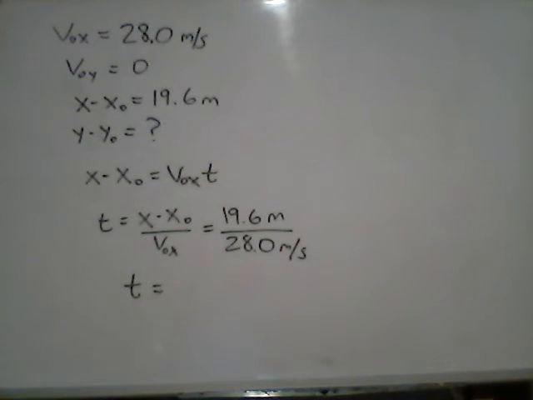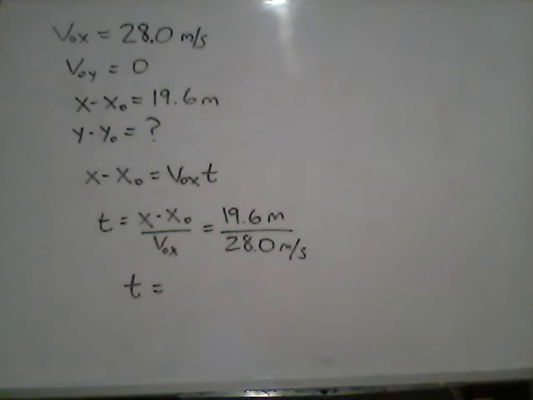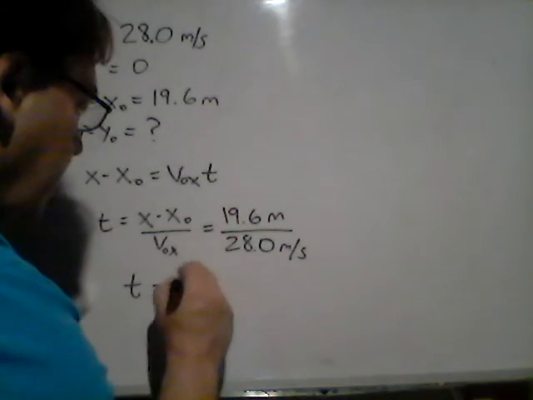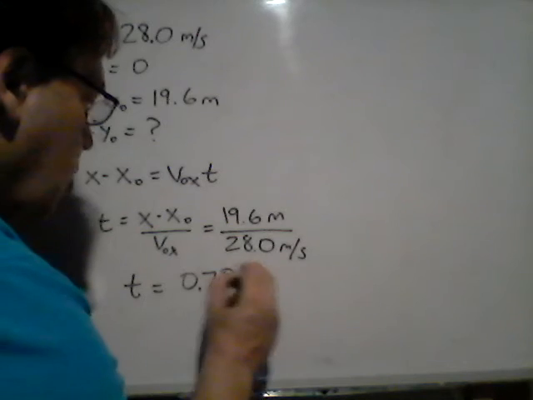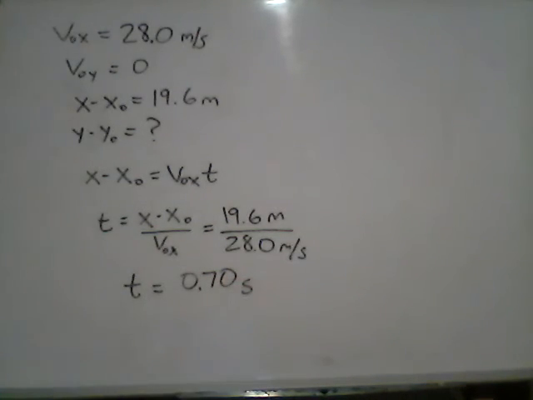All right. So the question is, if a tennis ball is going horizontally at 28 meters per second, how long will it take to go 19.6 meters? That's all we're asking here. And if we do that, we find out that's going to take 0.70 seconds. So this whole problem is going to take 0.70 seconds. That's how long it takes a ball that has a horizontal velocity component of 28 meters per second to go a range of 19.6 meters. So that's the whole time of the problem.